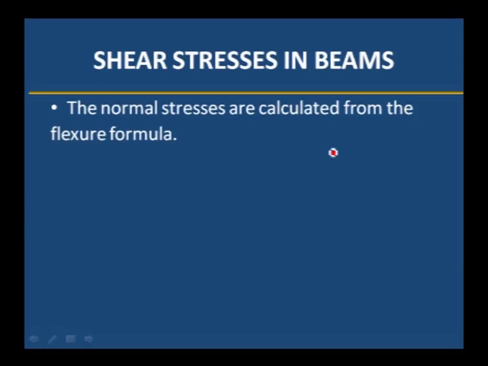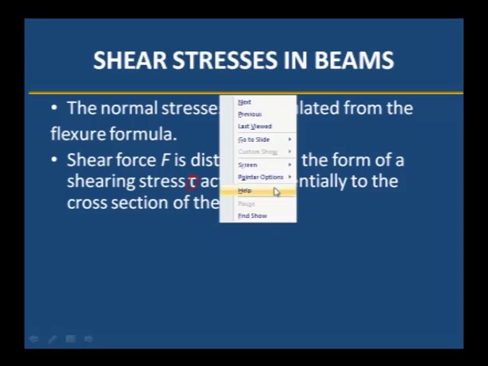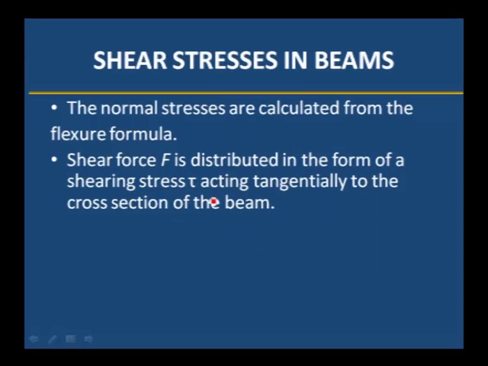The normal stresses are calculated from the flexural formula. By using the flexural formula, we can find the normal stresses. Shear force F is distributed in the form of shear stresses, abbreviated as tau, acting tangentially to the cross section of the beam.